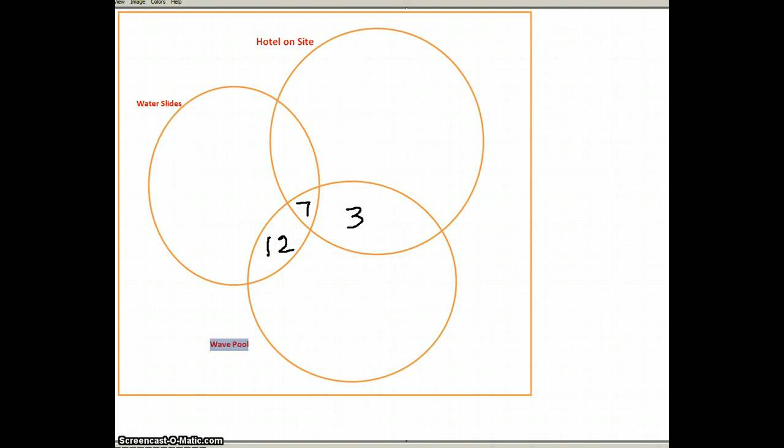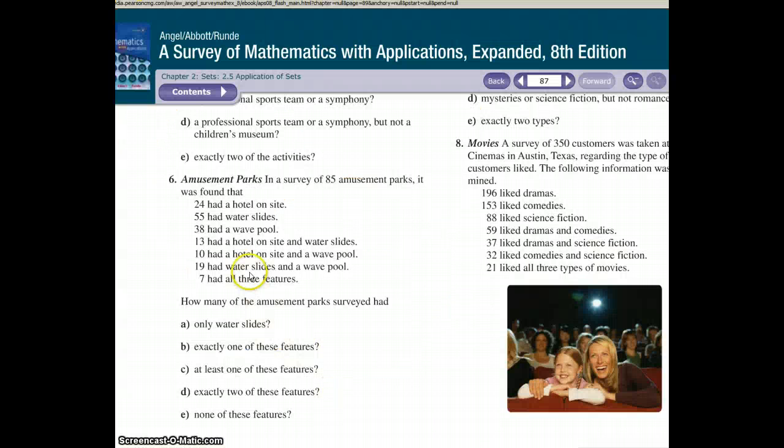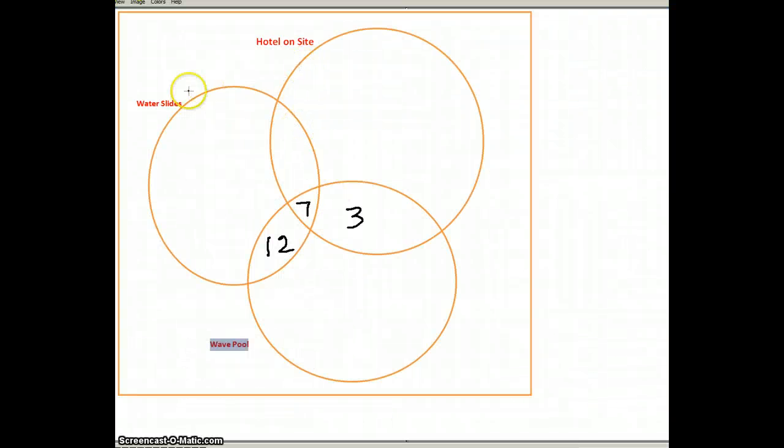Now we have to look at the next one. The next one is 13 had hotel on site and water slide. The sum of all this is 13, and 13 minus 7 is 6.